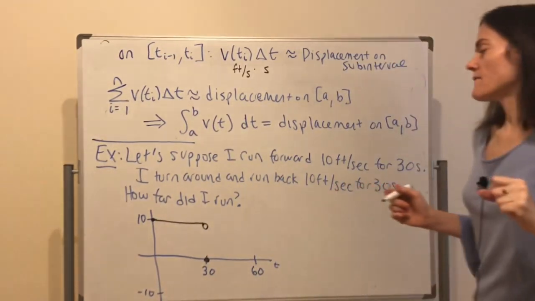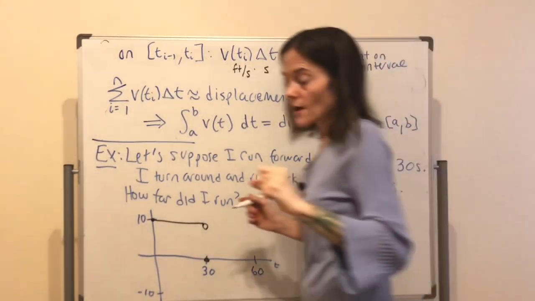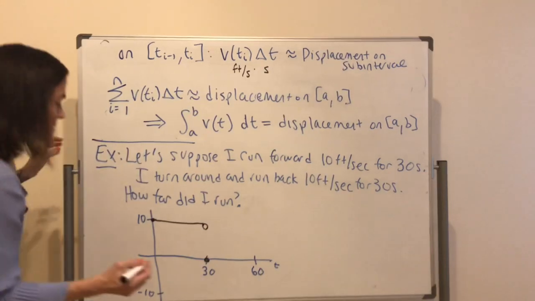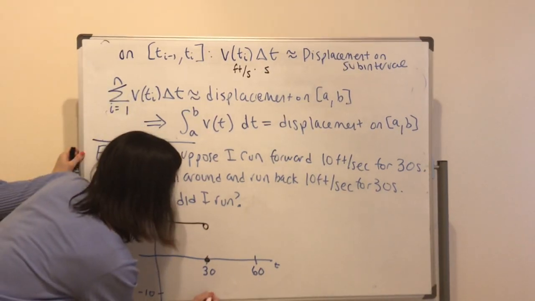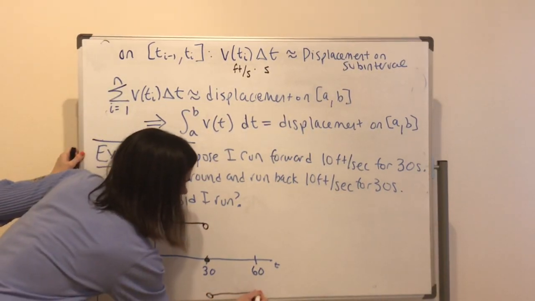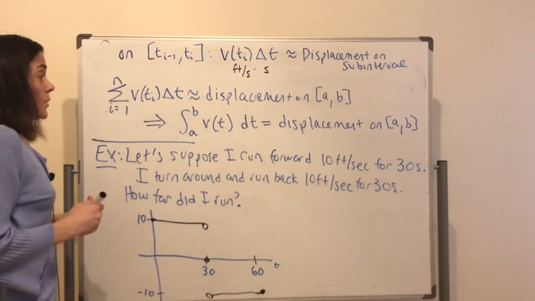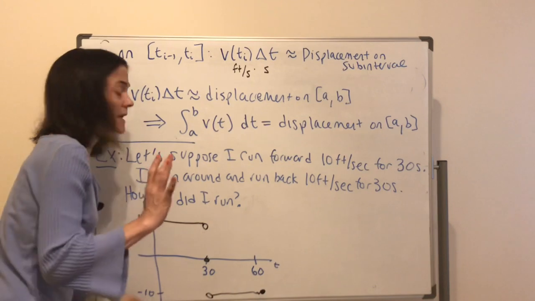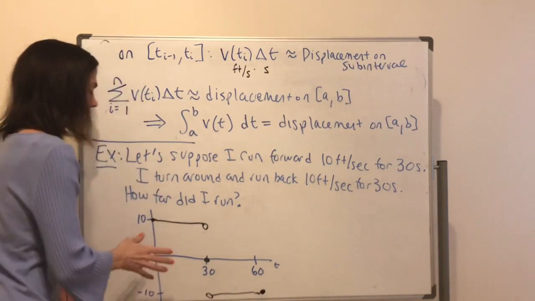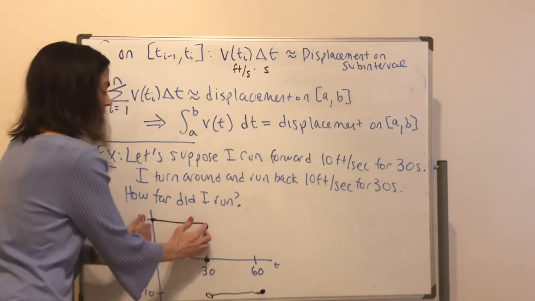In that moment my velocity would be 0. Then I start running, going back the other way. So this would be open like this. Something like this, okay? Well, this we can integrate quite easily because it's area, right?